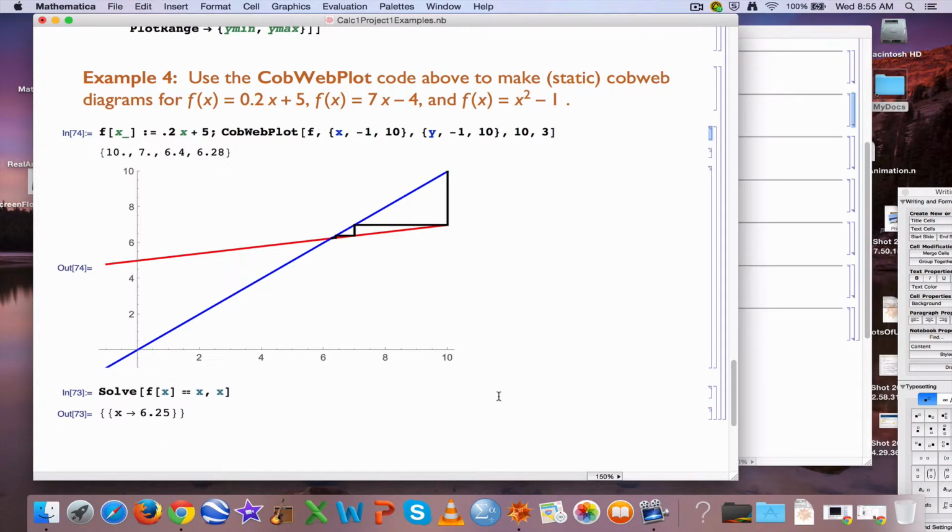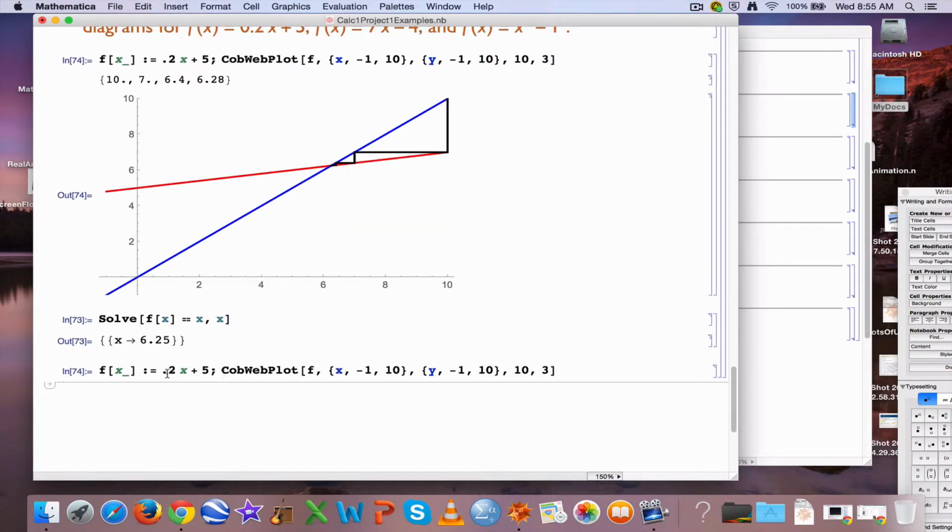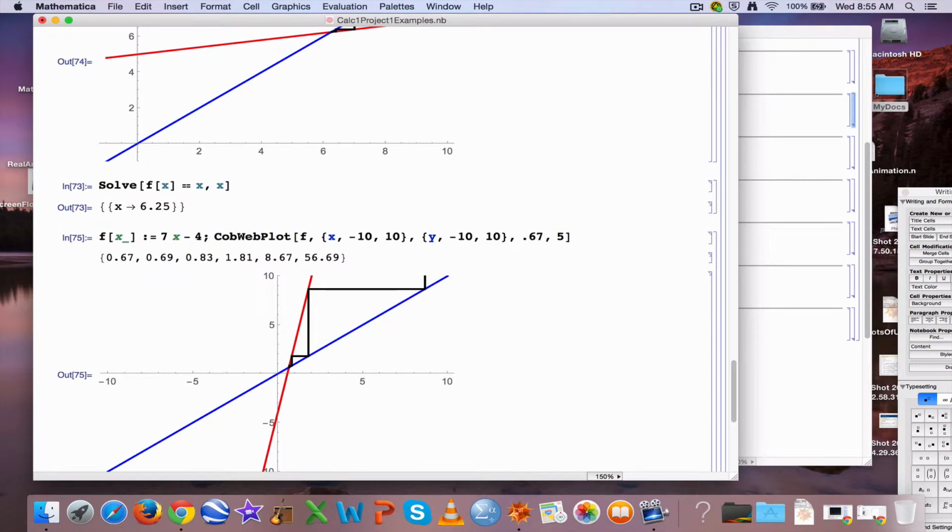What about the next example? When the function is 7x minus 4, the fixed point there was 2/3. Maybe I want to make my window bigger here. Start with a seed very close to 2/3, like 0.67, and iterate. Let's go 5 iterations. What do you see? Now you see the iterates, these numbers, going away from 2/3. 2/3 is a repelling fixed point.